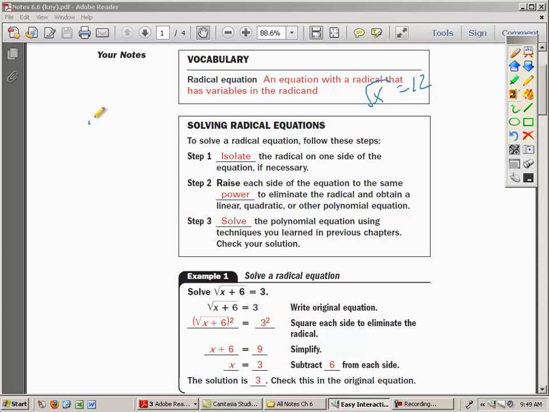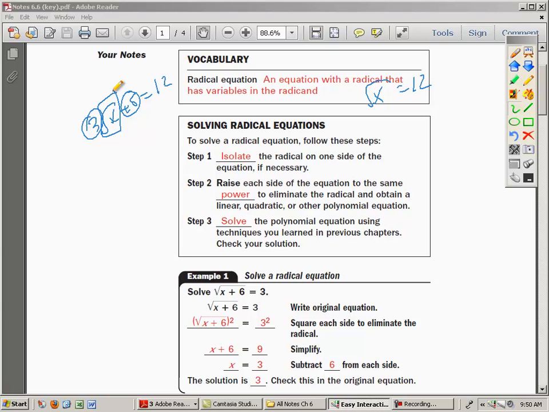So if there was, like, 3 times the square root of x plus 5 is equal to 12, for example, we would get rid of the 5 and then we get rid of the 3, and we want to solve for the square root of x to get that part by itself. So again, we want to isolate the radical all by itself on one side of the equation.